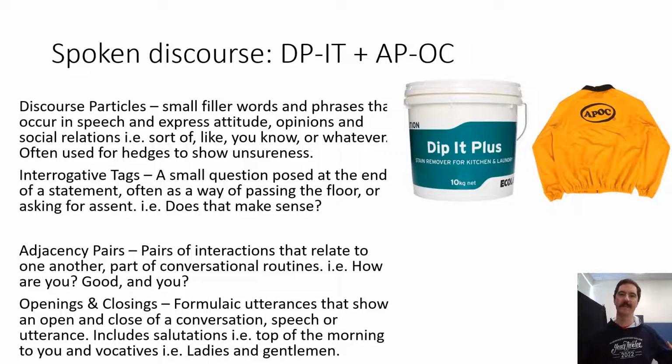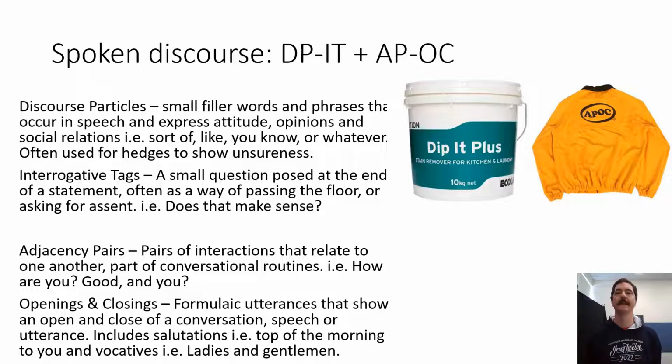All right, these are our features of spoken discourse. So we've got DPIT and APOC, D-P-I-T, A-P-O-C. Not the best. Discourse particles are your ums, your ahs, your ers, or I don't know, or sort of, I don't know, like whatever. Interrogative tags are sort of when you say a phrase. So I really love Chinese food. Do you also love Chinese food? Turns my phrase into a question.